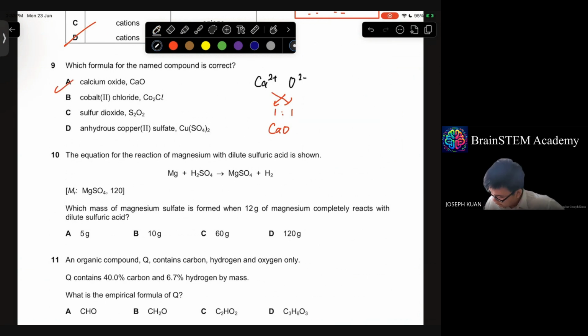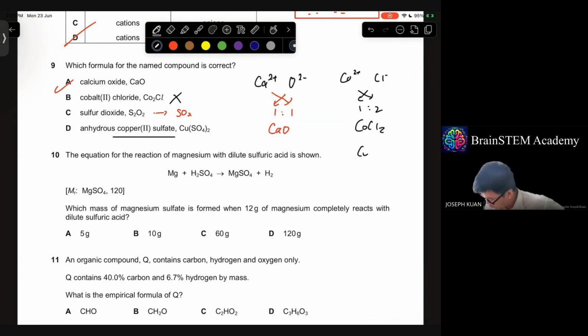Others are incorrect because cobalt(II) and chloride should form a 1:2 ratio, CoCl2. Sulfur dioxide should be SO2 after you simplify to the simplest whole number ratio. And anhydrous copper(II) sulfate should be Cu2+ and SO4 2-. When they combine together, they react in a 1:1 ratio, so CuSO4.